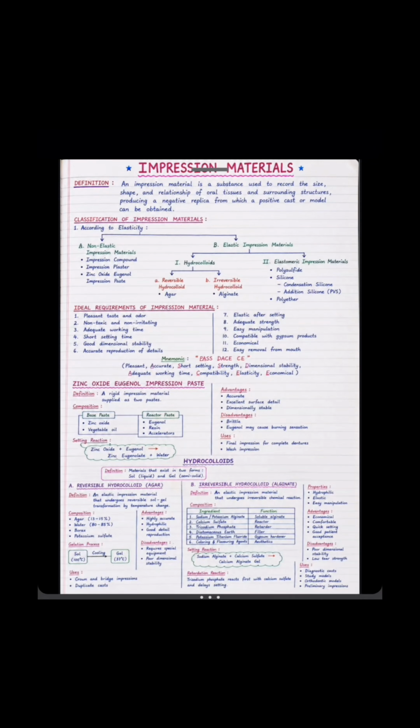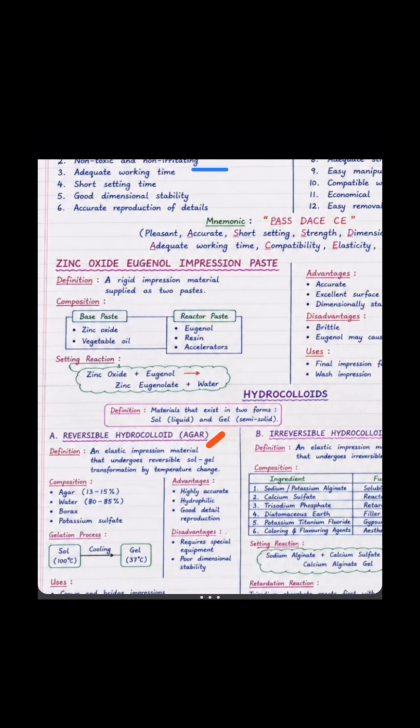हाइड्रोकोलाइड जो है वो मटेरियल दैट एग्जिस्ट्स इन टू फॉर्म्स. ओके, सो द रिवर्सिबल हाइड्रोकोलाइड अगार एंड इरिवर्सिबल हाइड्रोकोलाइड एल्जिनेट. सो द फर्स्ट कम्स रिवर्सिबल हाइड्रोकोलाइड अगार. डेफिनेशन इज an elastic material that can shift back and forth between a liquid, that is sol, and a semi-solid gel purely based on temperature change.